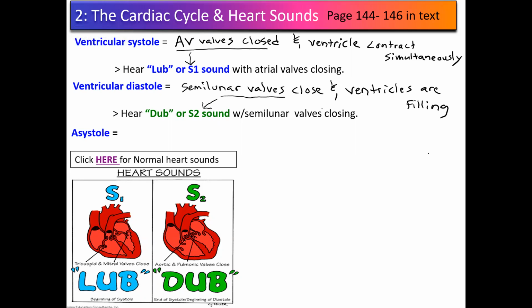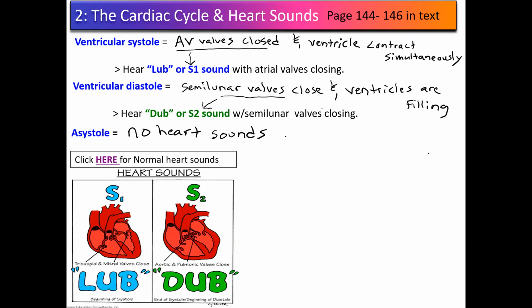Absence. Okay. Asystole is no heart sounds. And if you hear that, you're calling a code, getting a crash cart, and yeah, your patient could die on you. All right, asystole is bad. Okay, so it's a very simple slide, but what you guys are listening for is very important.